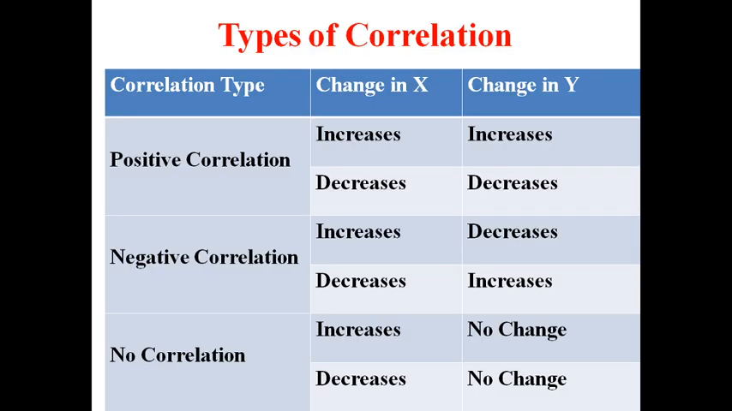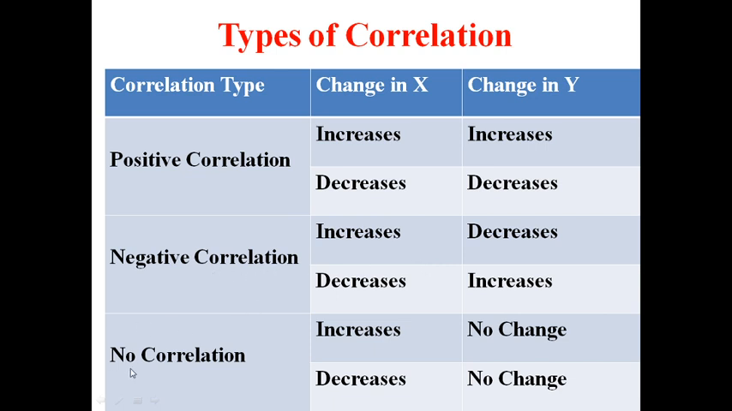Now what are the types of correlation? First, you can see the positive correlation. We say there is positive correlation between two variables if we increase one variable, the other variable also increases, or if we decrease one variable, the other variable also decreases. The second is negative correlation. If we increase one variable, the other variable decreases. If we decrease one variable, the other variable increases. In such a situation, we call it negative correlation.